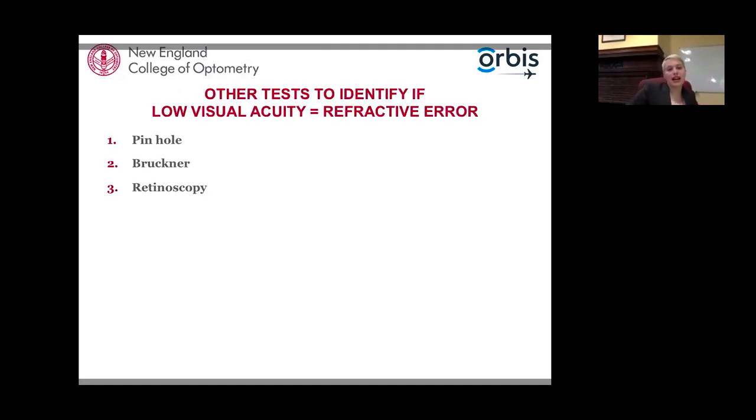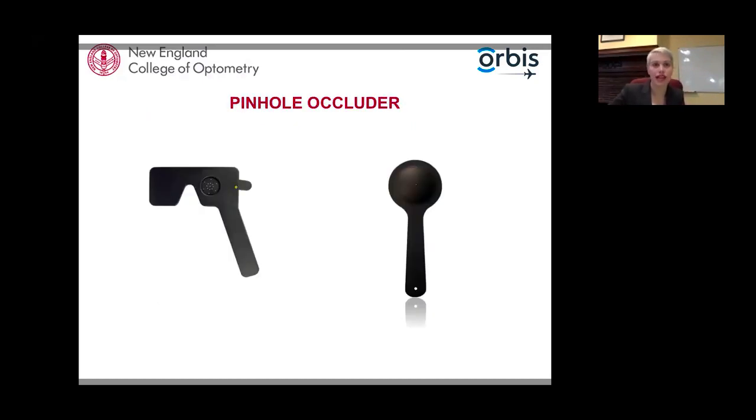So a few other tests that we could check to see, if we have low visual acuity and want to make sure that it is actually due to refractive error, are pinhole, a Bruckner test, and retinoscopy, which we're not going to go through today. We're going to leave that to a later webinar, which will be, I believe, presented in February by Dr. Daniel Bastian, also from the New England College of Optometry. So tune in for that.